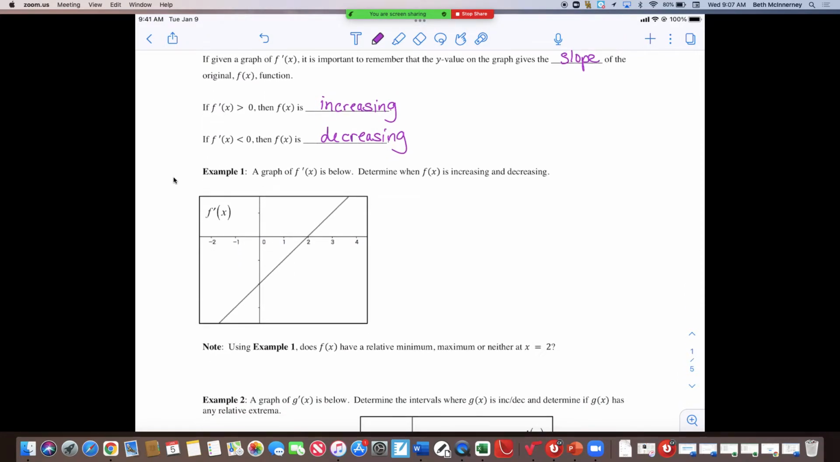All right, so in example 1, again, pay attention to which graph you're given. Is it f, f prime, or f double prime? So this is f prime of x. Determine when f of x is increasing and decreasing. Let me give you a quick head start. And then underneath the graph, it says, does f of x have a relative minimum, maximum, or neither at x is 2? So answer all parts.